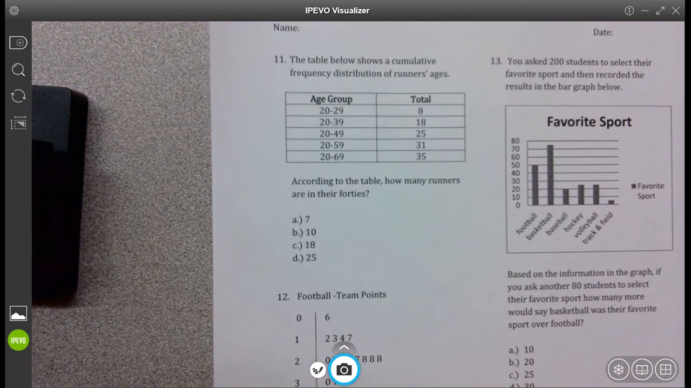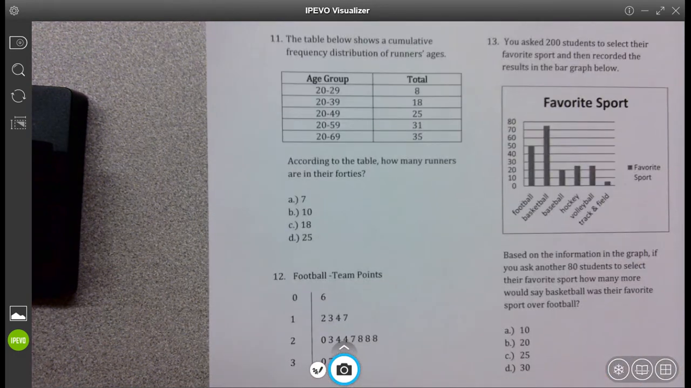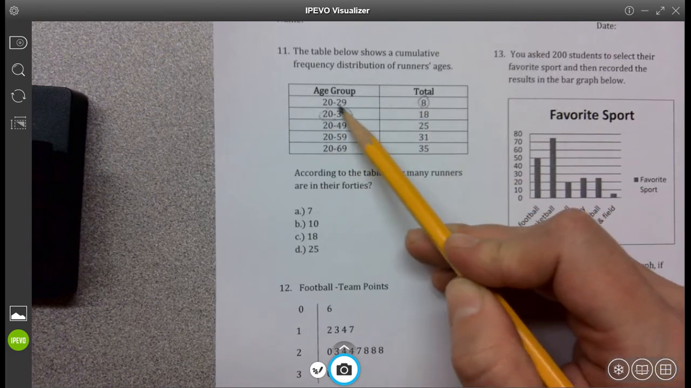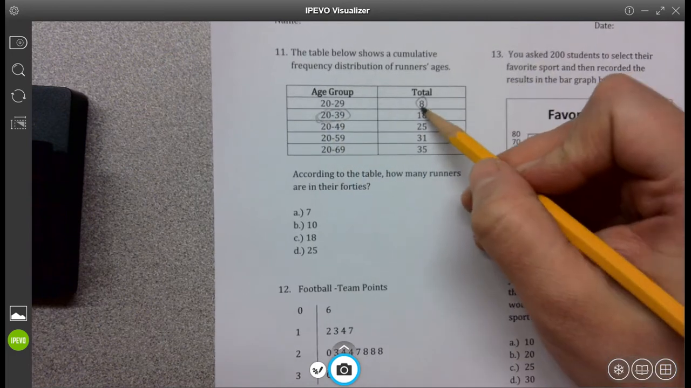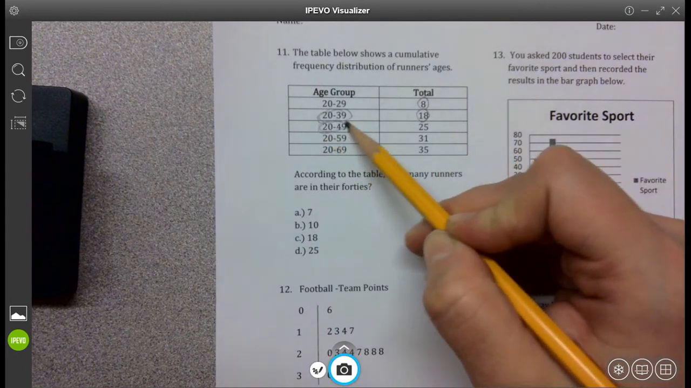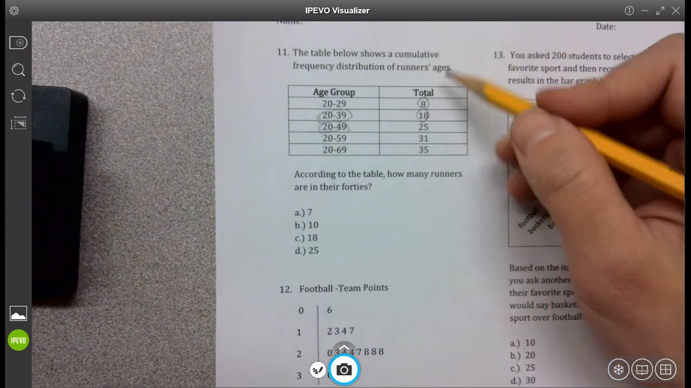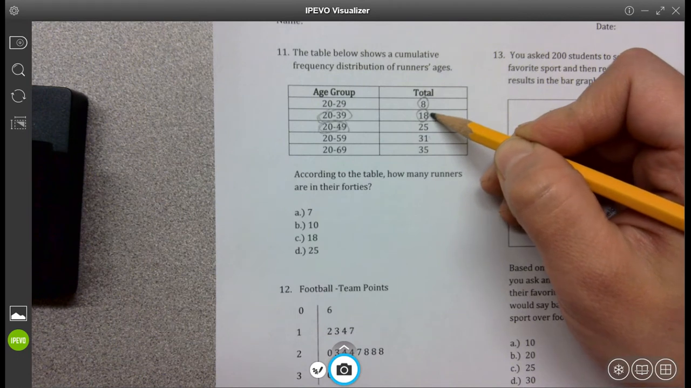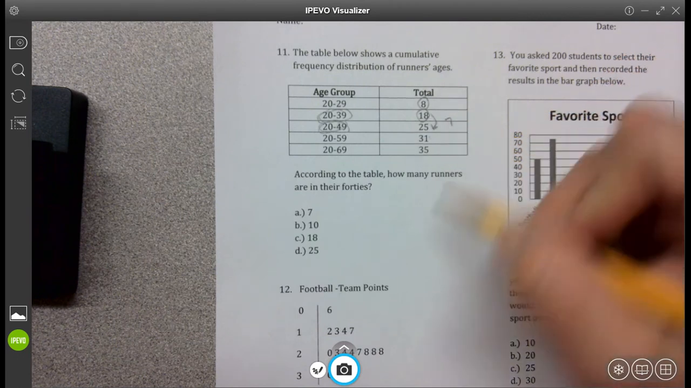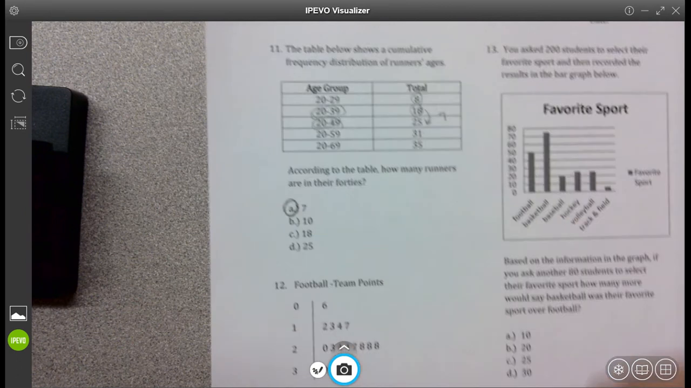Number 11, the table below shows a cumulative frequency distribution of runners' ages. According to the table, how many runners are in their 40s? People in their 20s are 8. People in their 20s and 30s were 18. People in their 20s through 40s were 25. So to go from 20s to 30s, to go to 20s to 40s, that was an increase of 7 people. So 7 people must have been in their 40s.